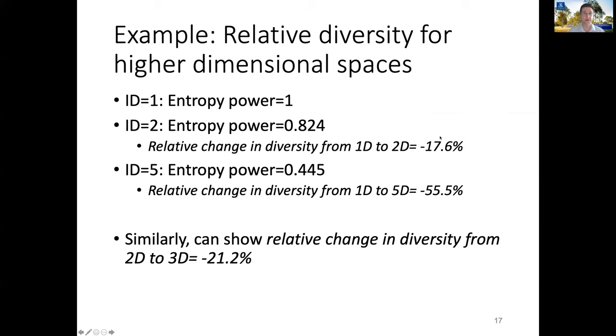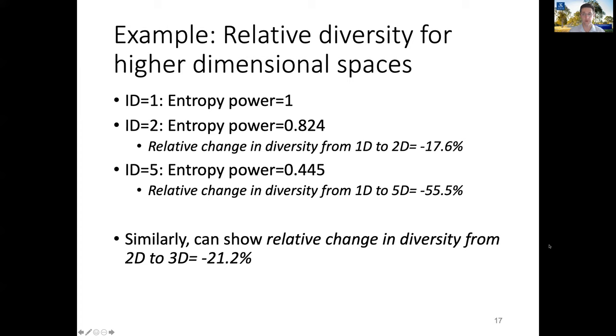Yet another way of thinking about this is, suppose the ID, or rather the LID, is equal to 1, the entropy power is equal to 1. If the ID is 2, you can calculate the entropy power as 0.824. So as we move from 1D to 2D, there's a decrease of 17.6% in terms of diversity. As you move from 1D to 5D, there's a decrease of 55.5% in diversity. So you can actually measure the relative change in diversity between different IDs, different local distributions of distances from a query to its neighbors.